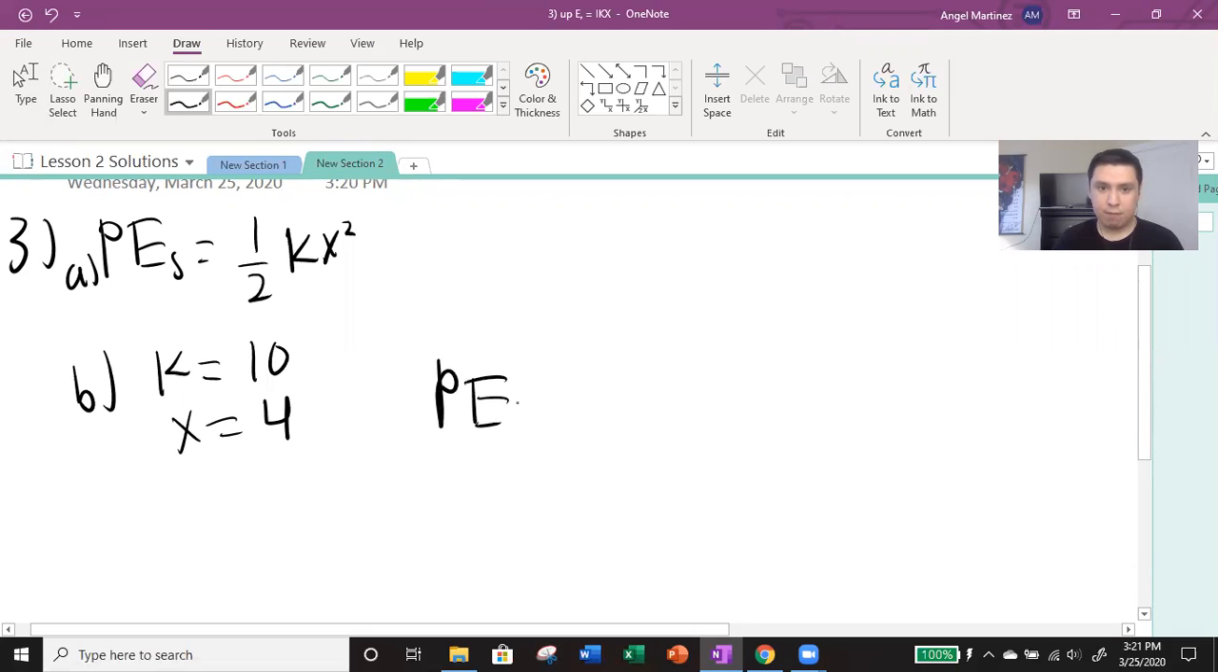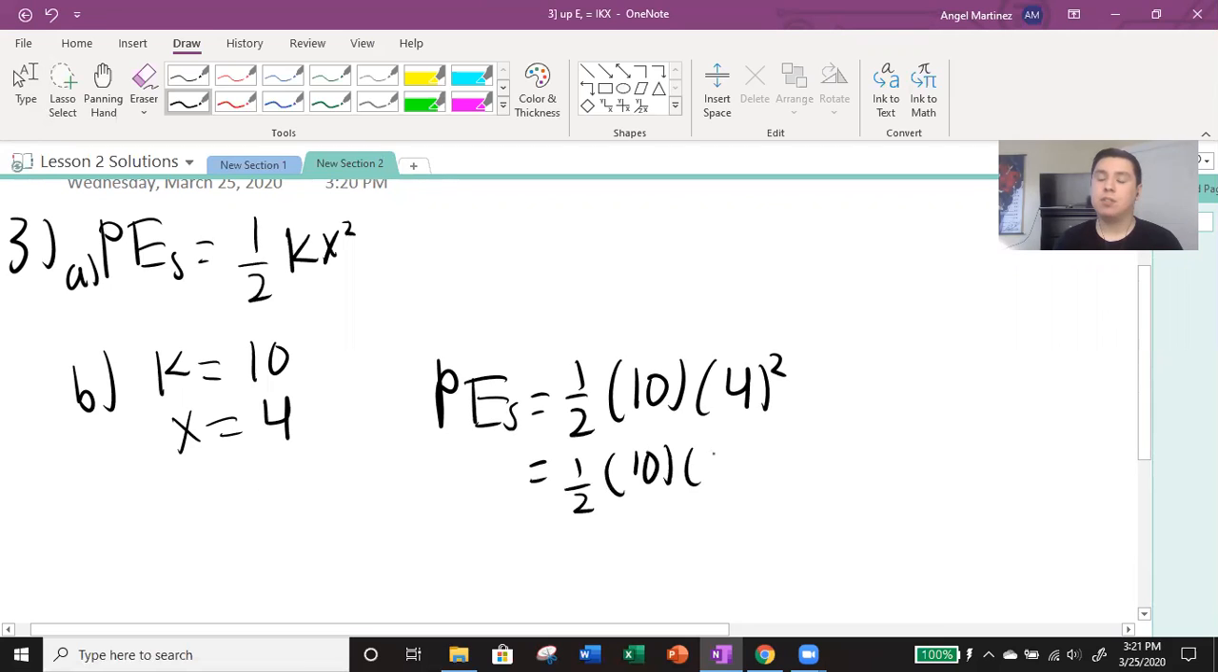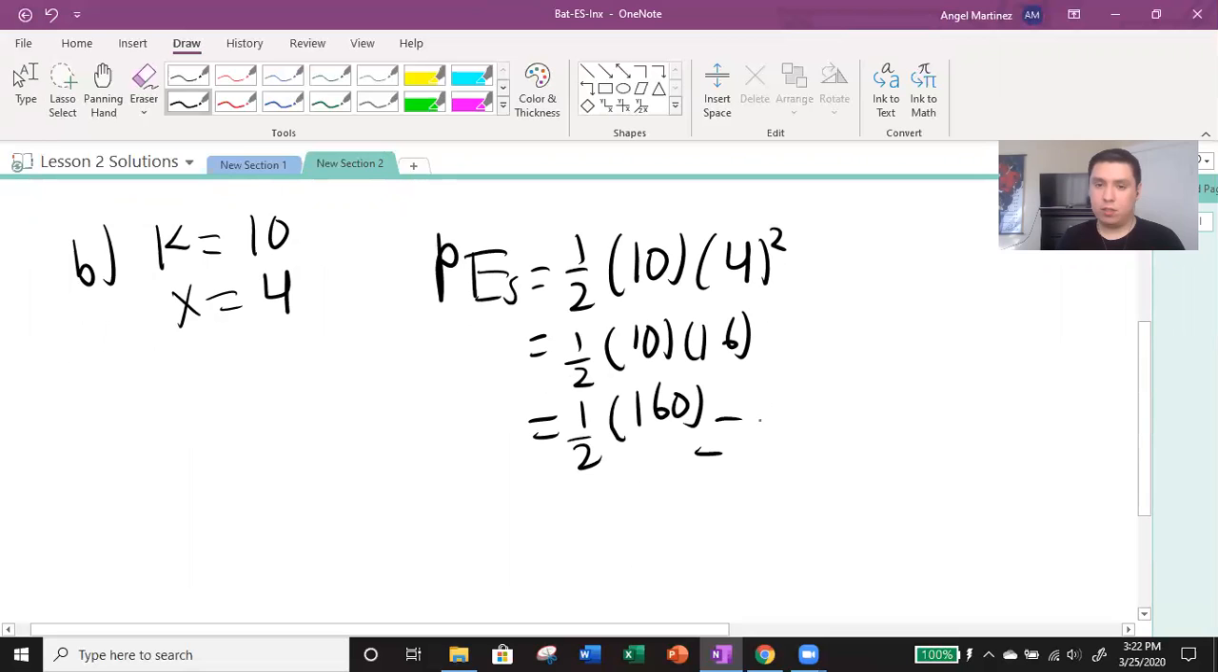So if PES equals 1/2 times 10 times 4 squared. So 1/2 10 times 8. Not 8, sorry, I was thinking ahead. 10 times 16. So if you want to show more work, 1/2 10 times 16 is 160. So if you do that, it's just 80 joules. That's it.